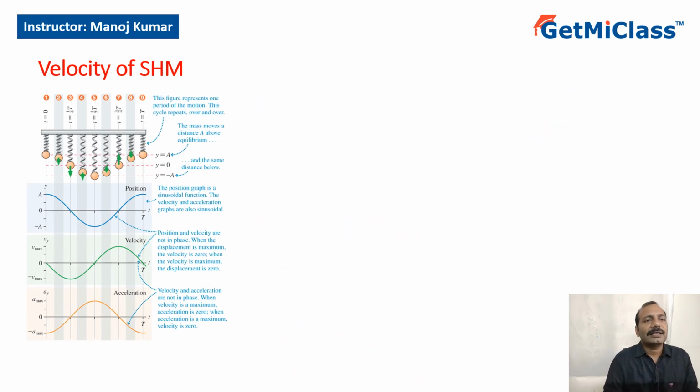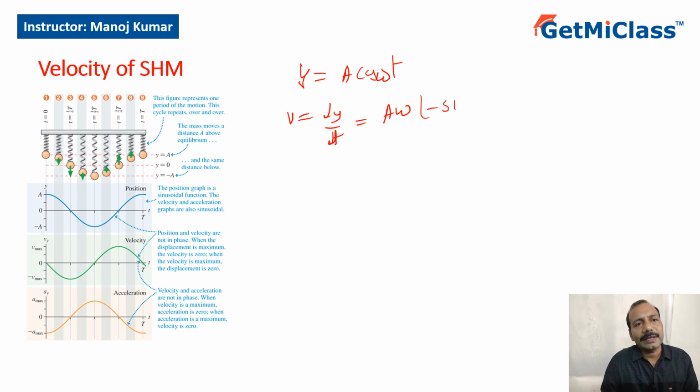After this, let's look at velocity of SHM. I'll take the same graph. We are talking about an SHM starting from extreme position with zero phase. y equal to a cos omega t. Then velocity can be written as dy by dt. So that can be written as a omega, times the differentiation of cos omega t, which is minus sin omega t. Omega comes out, so I'll get minus a omega sin omega t.